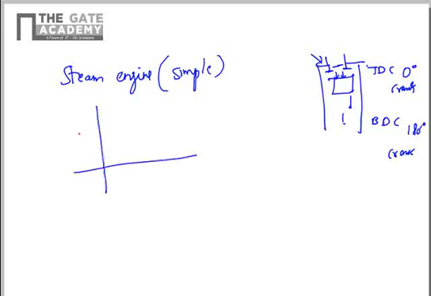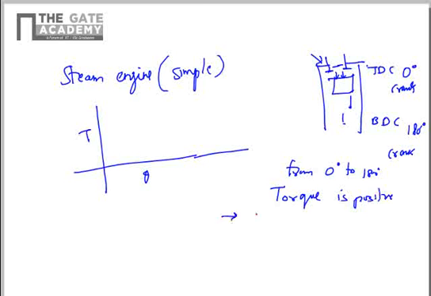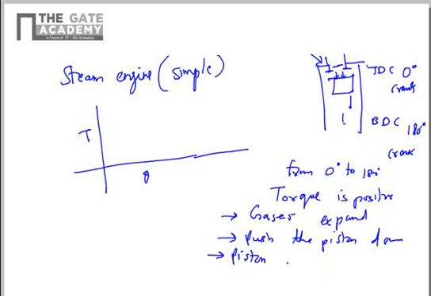then if you draw the diagram of torque versus crank angle theta on a graph, you will find that during the intake stroke, the torque is positive from 0 degree to 180 degree, because gases expand, push the piston down, and the piston supplies energy to the crankshaft. The piston drives the crankshaft.